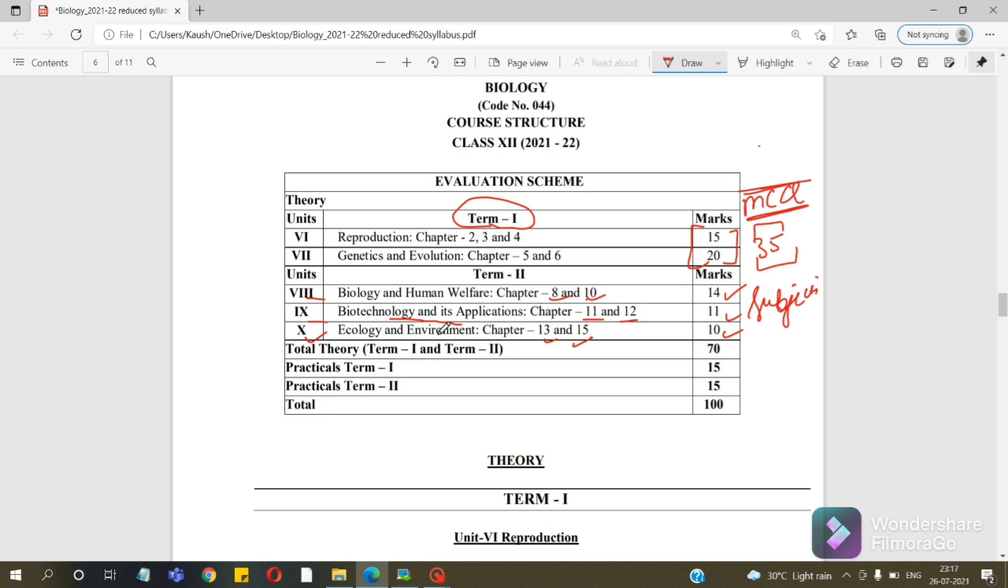And if we talk about practical, a total of 30 marks practical will be there. In Term 1 there will be a 15 marks practical exam, and 15 marks for the practical exam in Term 2. So this is how your 100 marks in the whole year will be calculated.